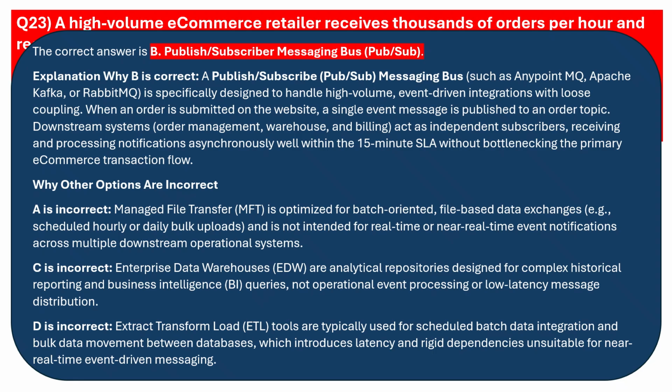The correct answer is B. Publish/Subscribe Messaging Bus, Pub/Sub. Explanation why B is correct. A publish/subscribe, pub/sub, messaging bus, such as Anypoint MQ, Apache Kafka, or RabbitMQ, is specifically designed to handle high-volume, event-driven integrations with loose coupling. When an order is submitted on a website, a single event message is published to an order topic. Downstream systems, order management, warehouse, and billing, act as independent subscribers, receiving and processing notifications asynchronously well within the 15-minute SLA without bottlenecking the primary e-commerce transaction flow.